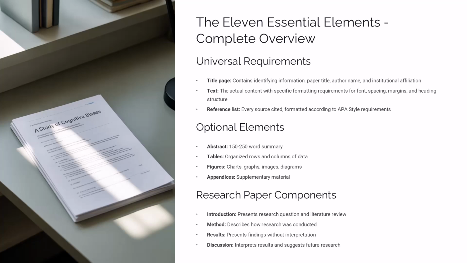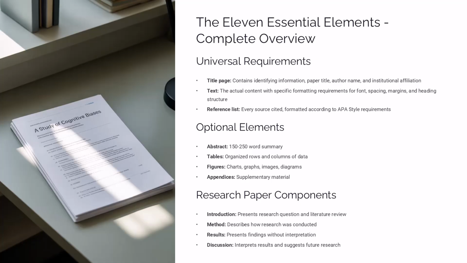The first category contains the 3 elements that appear in every APA-style paper, without exception. These are the foundational components that define academic writing. The title page is your paper's first impression and contains critical identifying information. For student papers, the title page includes your paper title, your name, your institutional affiliation, and an author note if required. The title should be concise yet descriptive, typically 12 words or fewer, and should clearly indicate your paper's focus. For professional papers intended for publication, the title page includes additional elements such as running heads and author contact information.